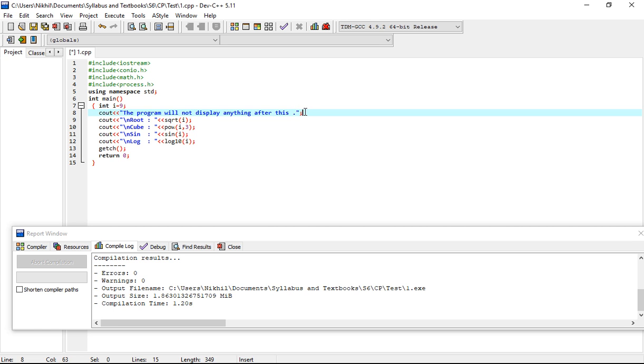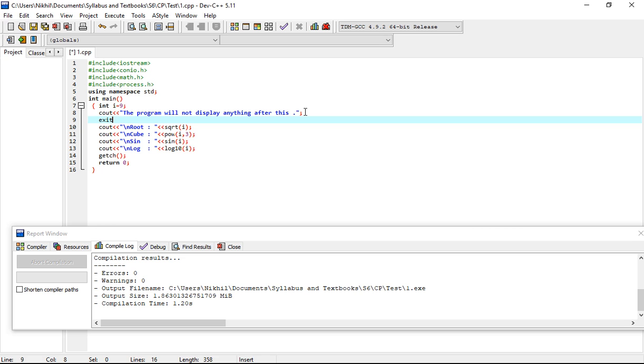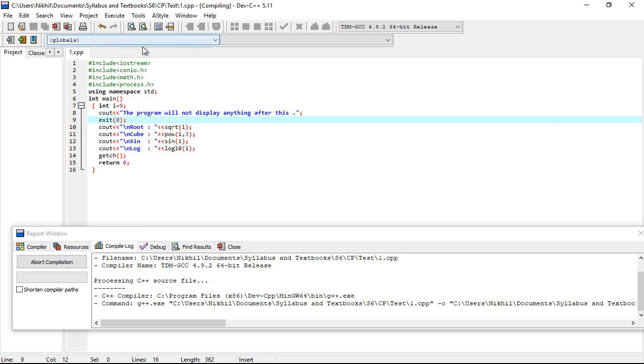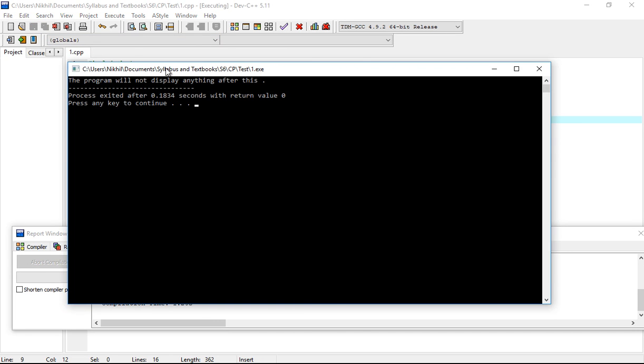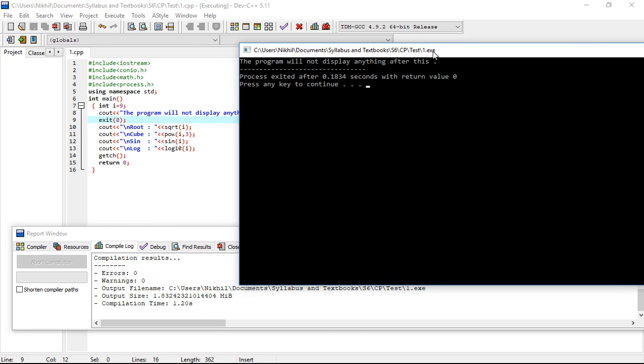And I am giving the function exit here. Okay, exit 0, that's the passing value, just like return 0. Exit 0 is the syntax, right? So if I'm executing, see, the program will not be displayed after this.